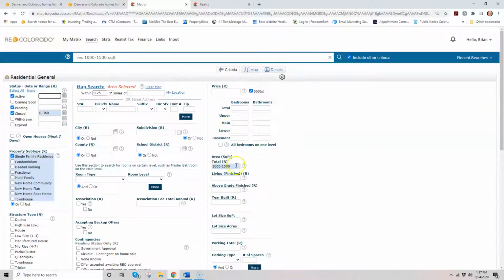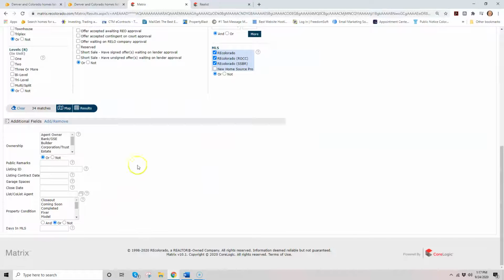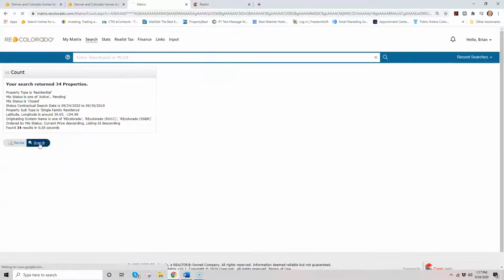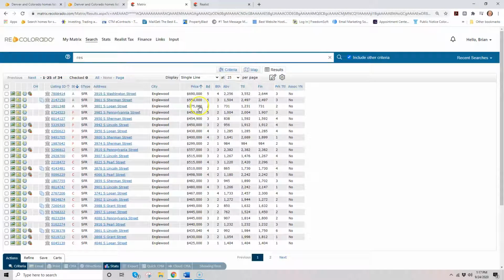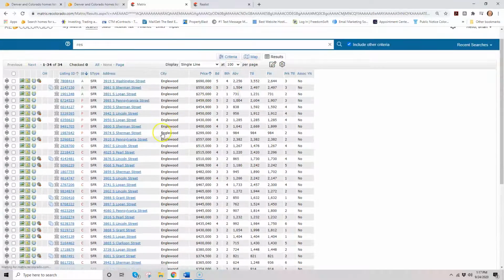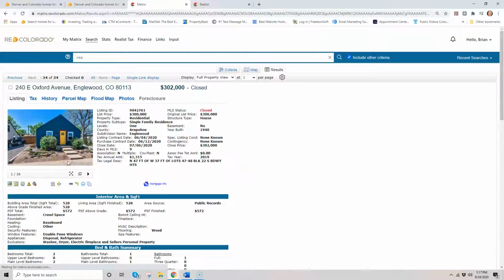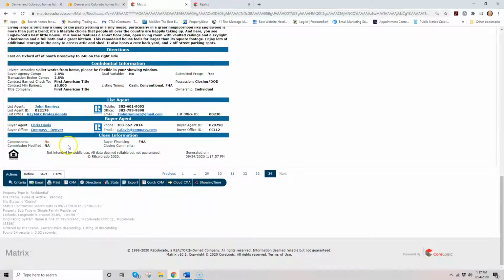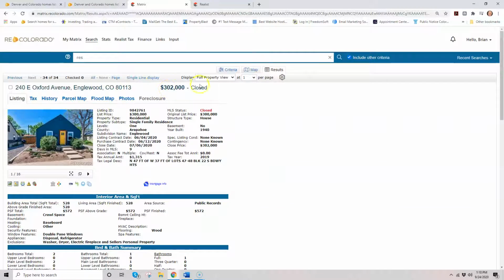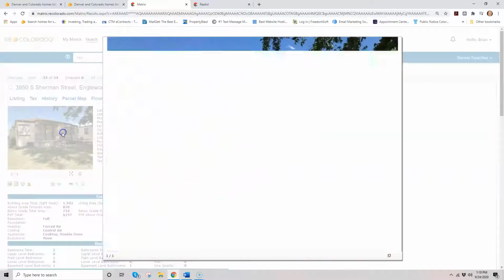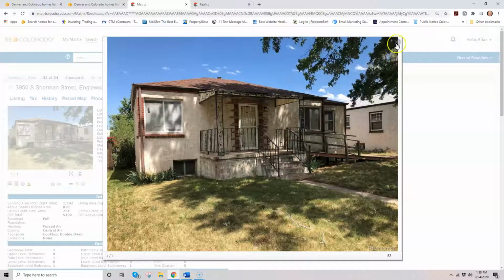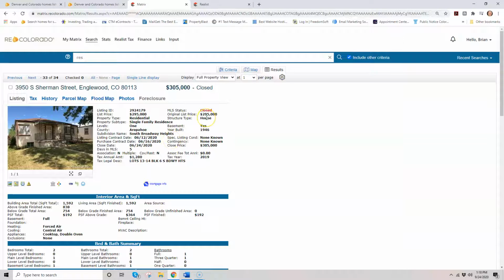Maybe to expand this out a little bit, let's get rid of the square footage, see if we find some more stuff to look at. So, oh, get this expanded out. 302, this Oxford, that's FHA. So just not a lot of investor activity going on in here. Here's a cash one, so let's take a look. It only has one picture. It looks really rough. They listed at 295, closed at 305.